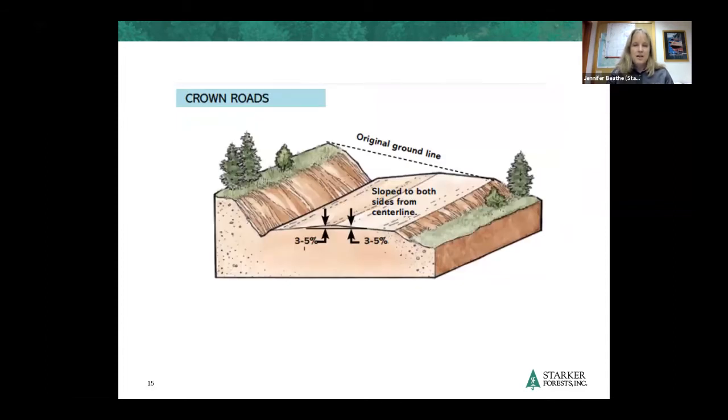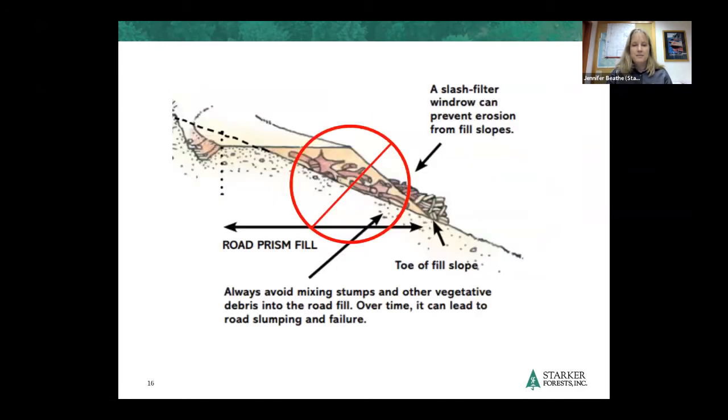So this is a picture out of the Illustrated Forest Practices Manual. It shows the typical roads in Western Oregon are often crown roads, with the high point being in the center of the road. And this allows the water to drain off on each side. What you really want to make sure that you don't have is organic material in any part of your road system. It fails over time as it decays and causes problems.